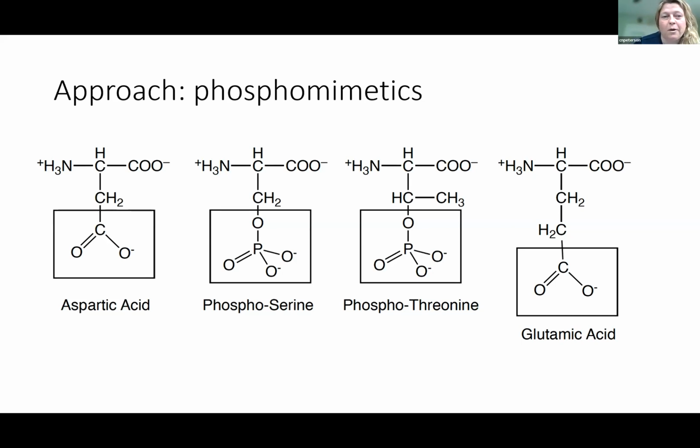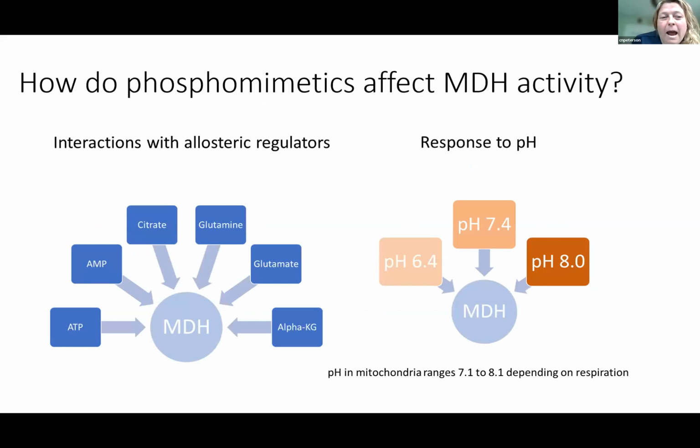And so the questions that we're interested in are, how do these phosphorylation states affect interactions with known allosteric regulators and also the response to different pHs? So there are 6 big known allosteric regulators of MDH: ATP, AMP, citrate, glutamine, glutamate, and alpha-ketoglutarate. And we are interested in understanding what happens when you phosphorylate these residues. That will change the structure. Does that affect how the MDH responds to these regulators?